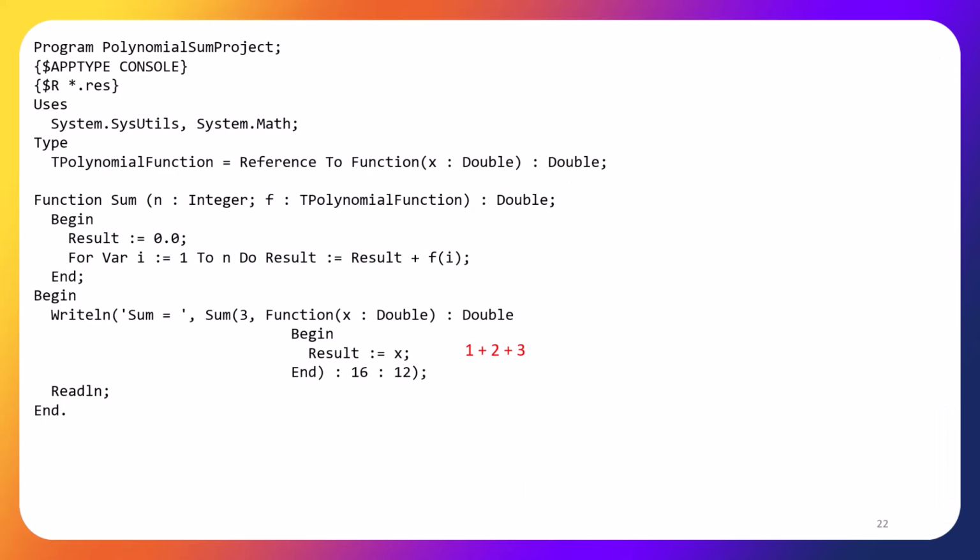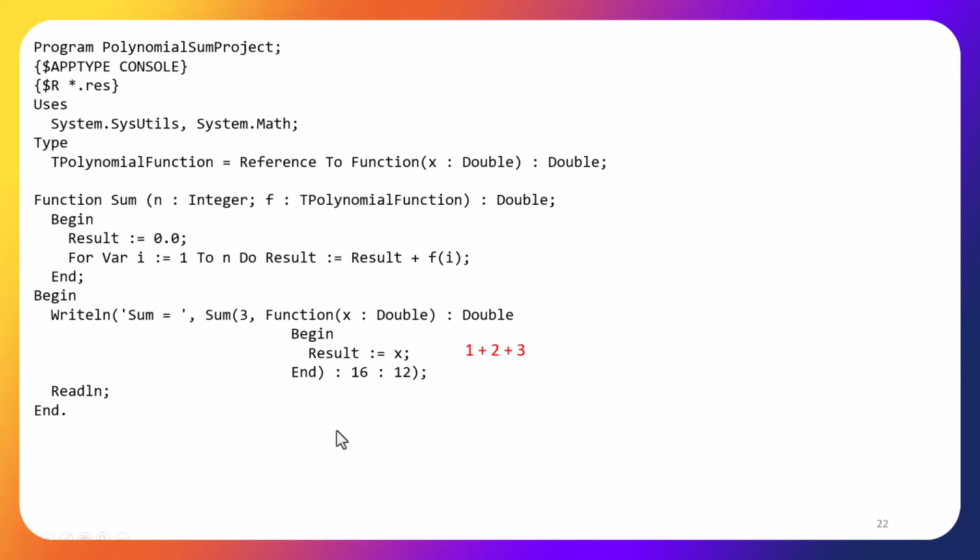Okay, we come to the first Delphi project, a polynomial sum, which uses an anonymous function. So how do we create an anonymous function type? Well, we do it with the keyword reference and the keyword to, and then the keyword function, and then we say what is the label or identifier for the input and what is its type, what is the type of the result returned.